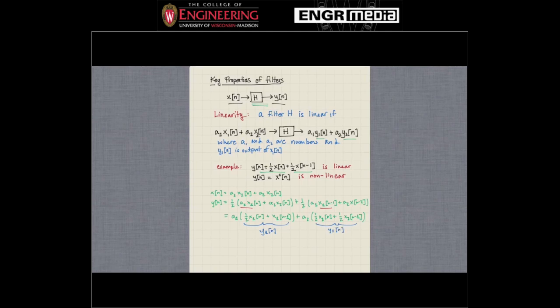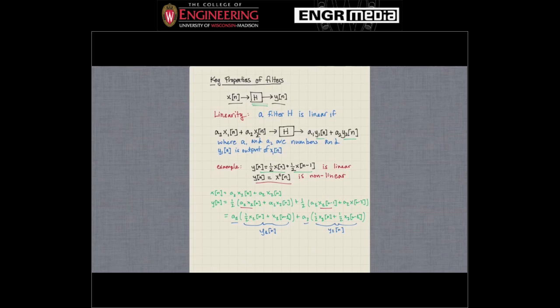Okay, and each one of those are scaled by A1 and A2. And so it does indeed satisfy that property of being linear. Right? That if we weight and add together two inputs, the output we get is just the same as if we had taken the individual signals and input them by themselves and weighted the output. Now the signal y of n equals x squared of n is not linear.